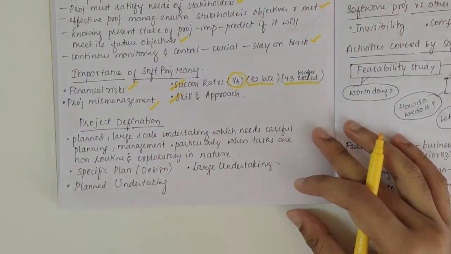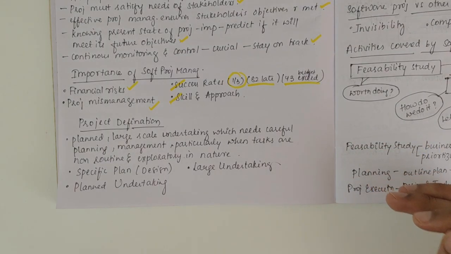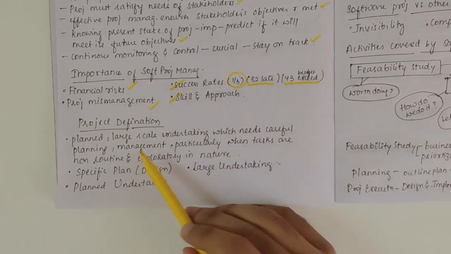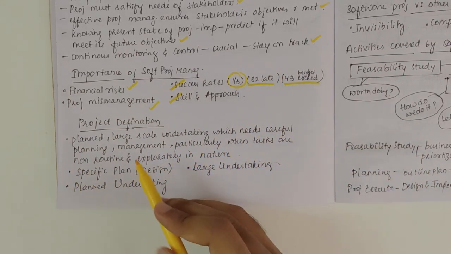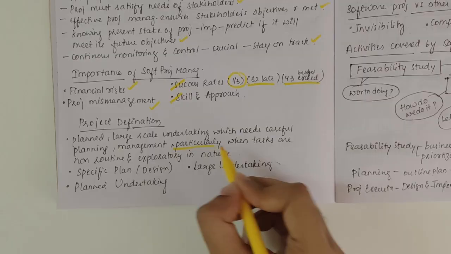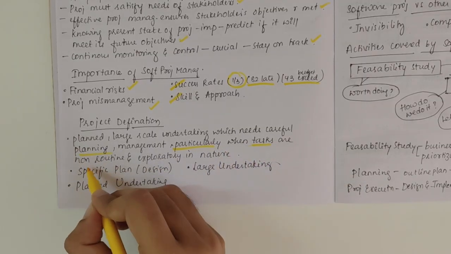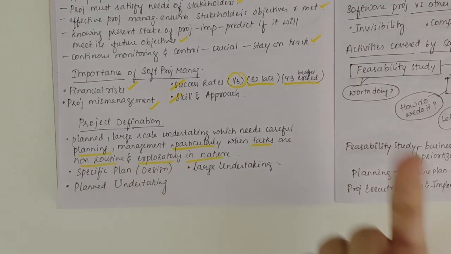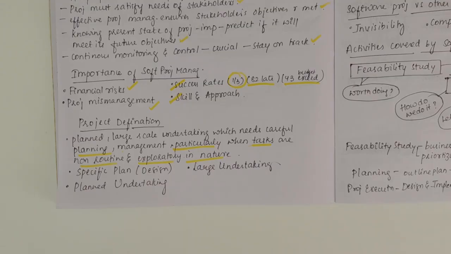Then we have the project definition. What is a project? A project is a planned, mostly large-scale undertaking which needs careful planning and management, particularly when tasks are non-routine and exploratory in nature. Any task, functionality or application to develop could be termed a project here.